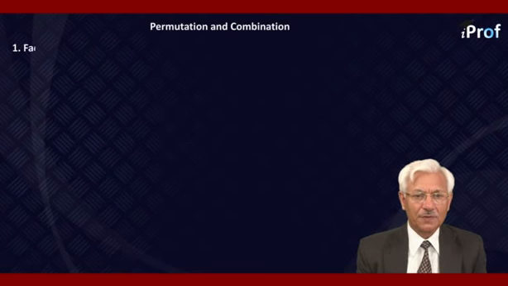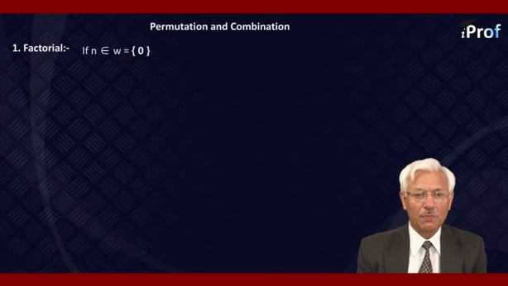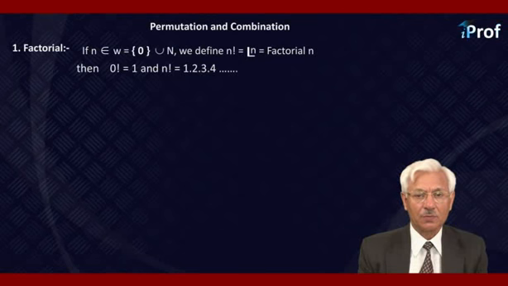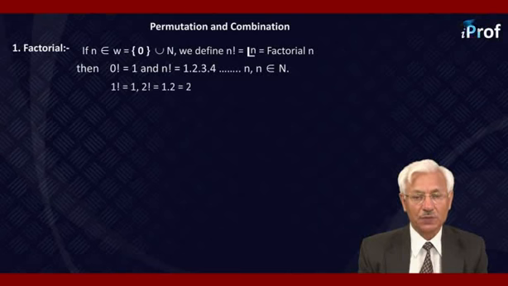The first concept that we have to understand is what is factorial. Let n be any whole number, that is, either 0 or any natural number. n factorial is defined as the product of 1, 2, 3, 4, up to n, where n belongs to the natural numbers. Thus, 1 factorial equals 1, 2 factorial will be 1 into 2, that is 2, 3 factorial is equal to 1 into 2 into 3, that is 6, etc.